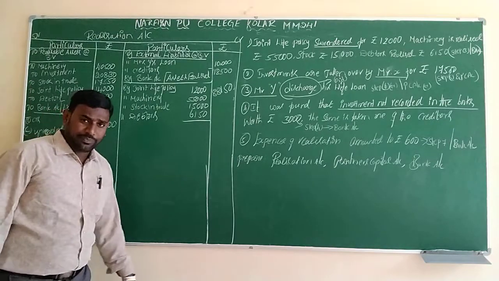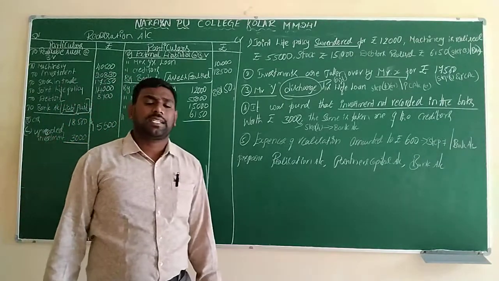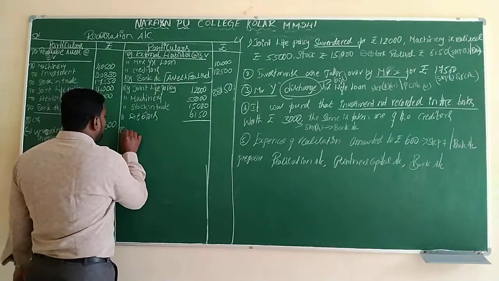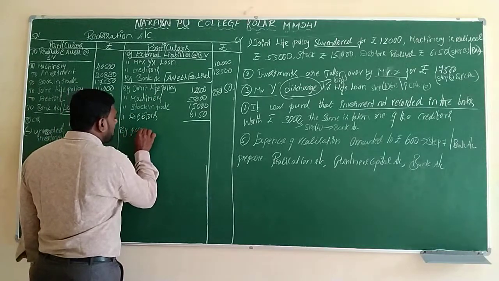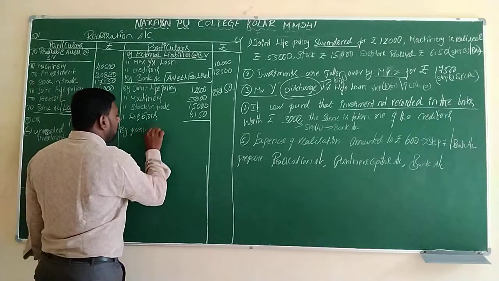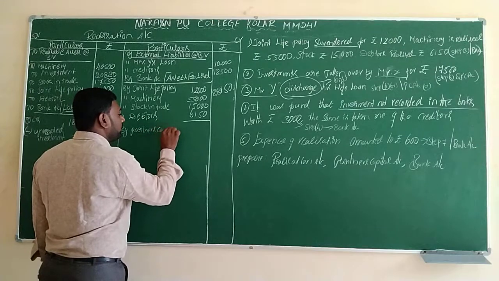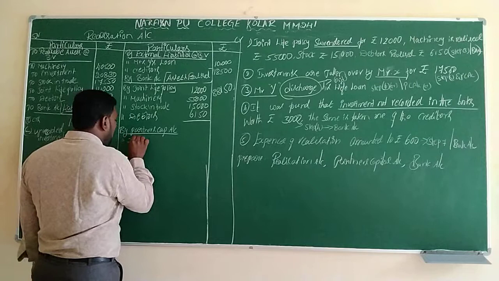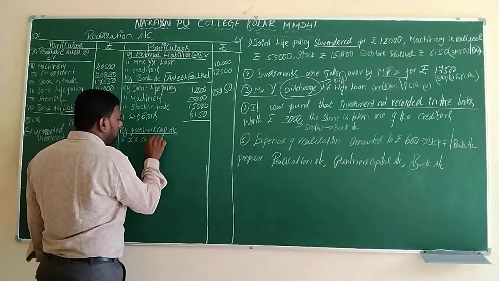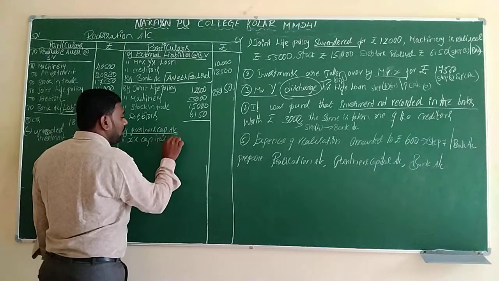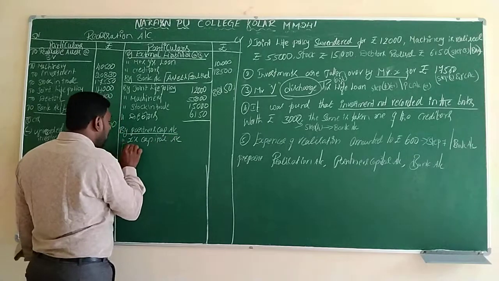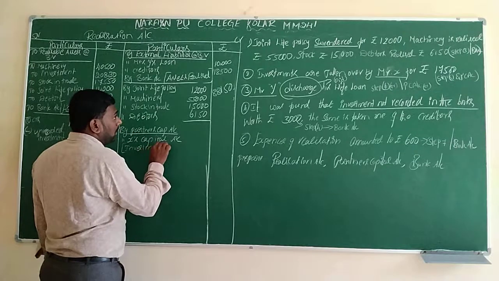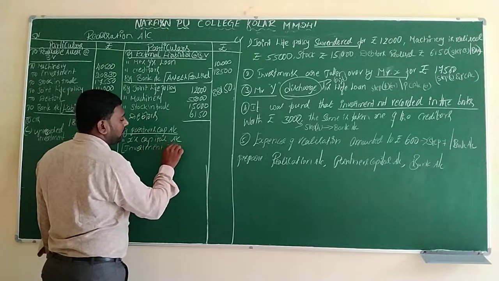Step number 5. Always, for any asset taken over, we should write step number 5. We should write by partners' capital account, in that by X capital account. Why should we write this? Investment taken over.